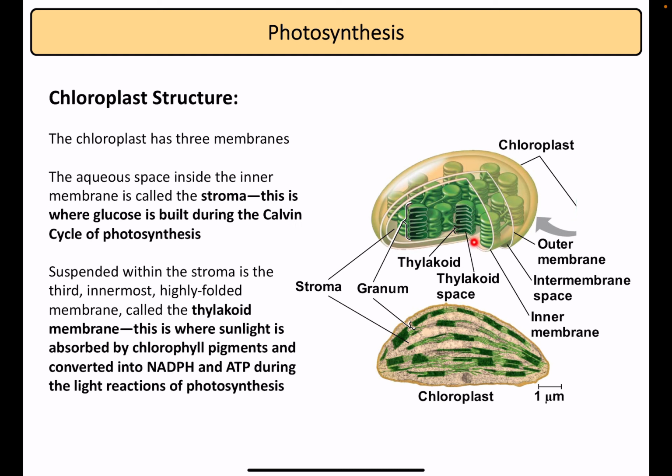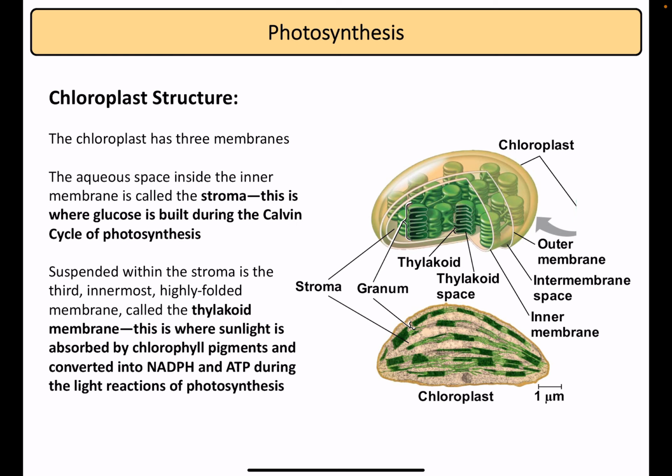Suspended within this stroma space, you can see this large dark green interconnected structure. And this large dark green structure is actually a third membrane. It kind of looks like stacks of coins that are interconnected to one another. There's a lot of surface area. And it is here within this third membrane that stage 1 occurs, the light reactions.